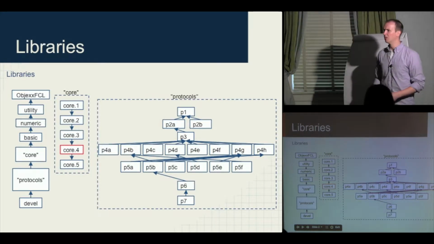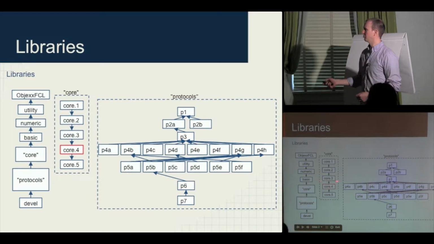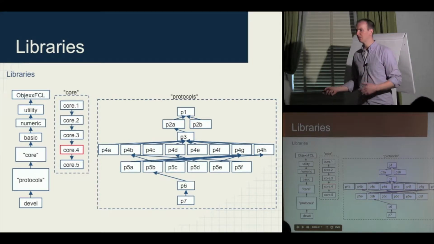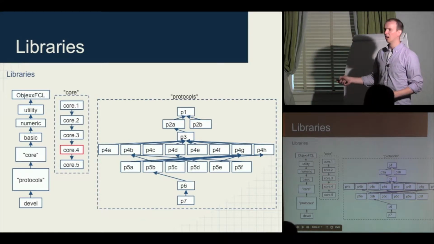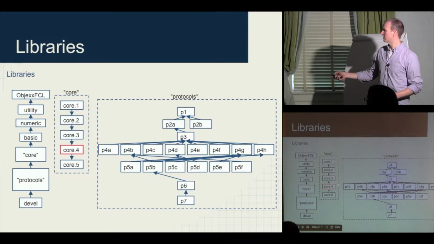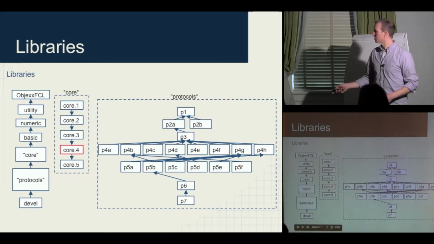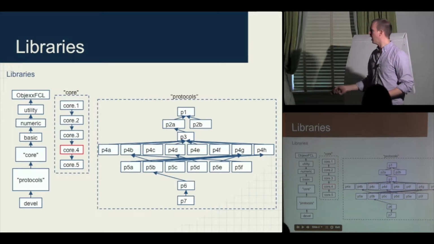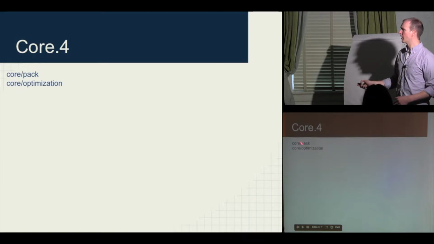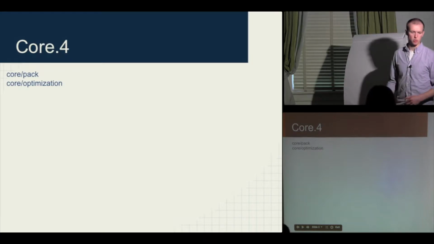Okay, so the last thing I'm going to talk about here today is some of the minutia of the packer and the minimizer. Both of these pieces of functionality live in core 4. You remember that pose and score function live in core 3, and then chemical and conformation live in core 2. And this is sort of more advanced than either of these two, and depends on their functionality. The two directories here that I'm going to talk about are core pack and core optimization. Pack is where the packer lives, and optimization is where the minimizer lives.